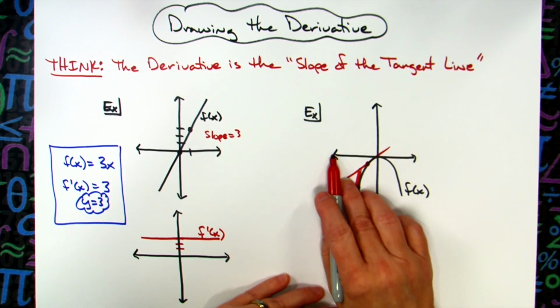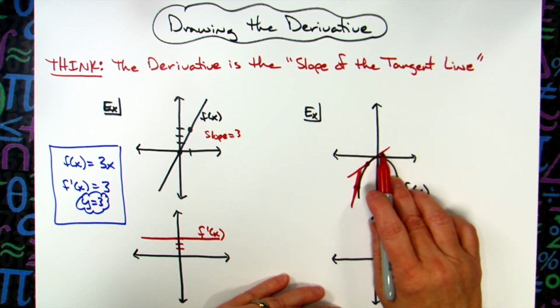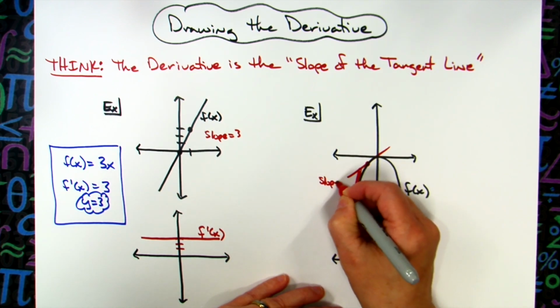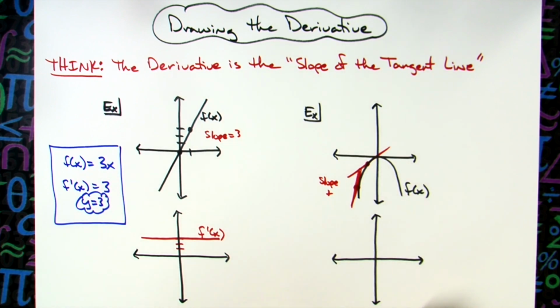So from negative infinity all the way up to x equals 0, the slopes of the tangent lines are all positive. So that means that when I go from negative infinity to 0, the graph of my derivative has to be above the x-axis. Okay, has to be above the x-axis.